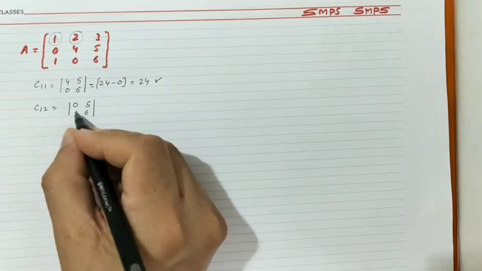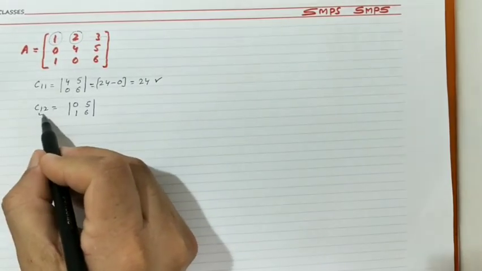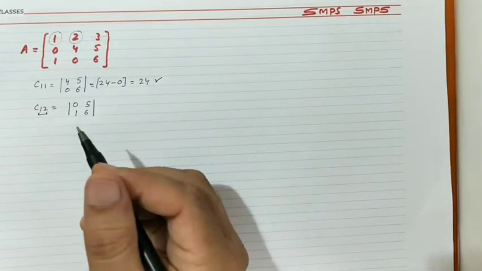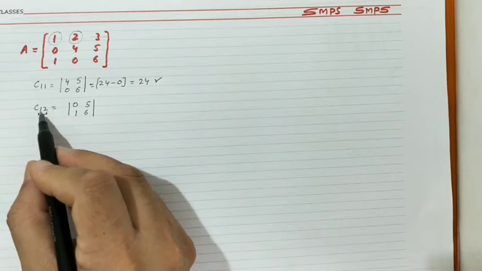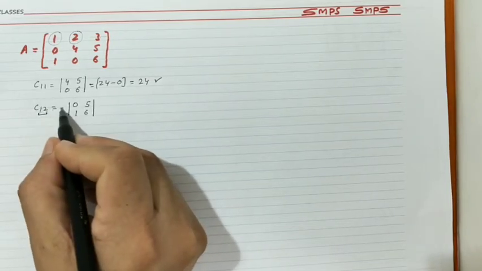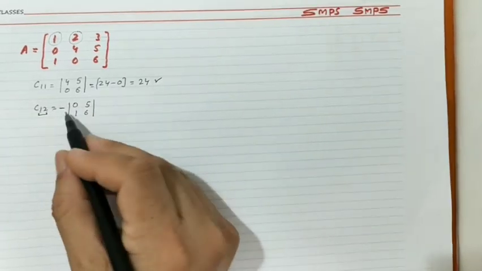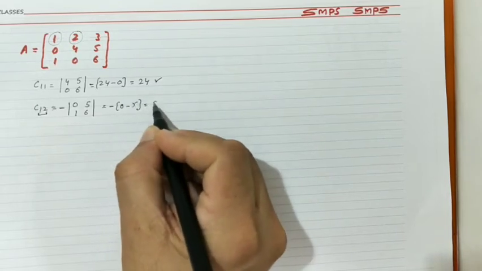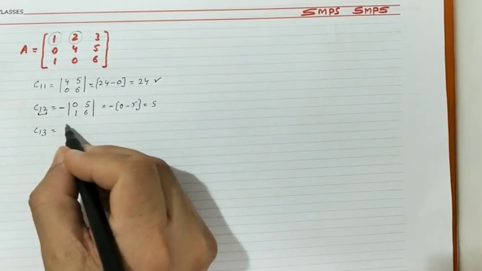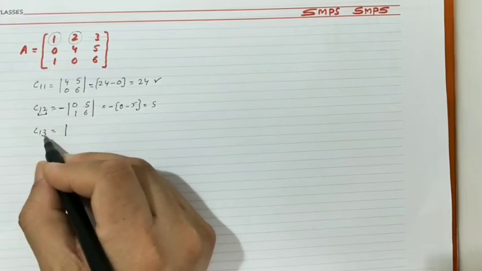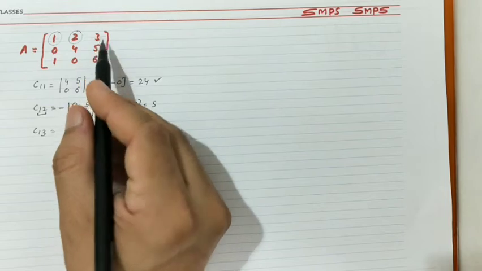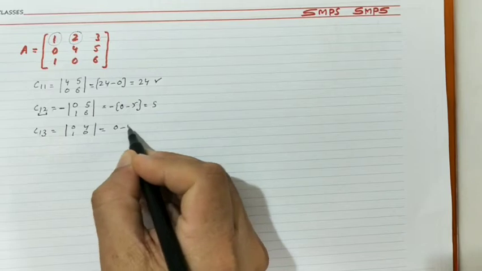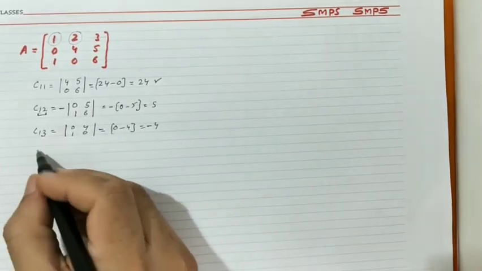But one more important thing, always remember, the sum of these numbers, 1 plus 2, is what? 3. That is odd. If the sum of i plus j is odd, we know very well we will write here a minus sign, as I have told you earlier. After simplification, what will you get? 0 minus 5, it becomes 5. C13, first row, third column. Delete first row, third column. What is left? 0, 4, 1, 0. You will get 0 minus 4, and minus 4.